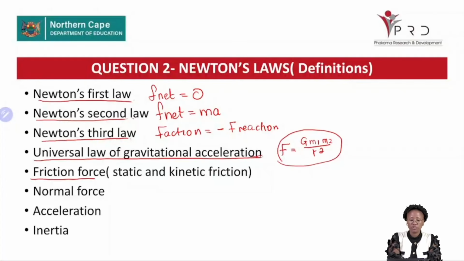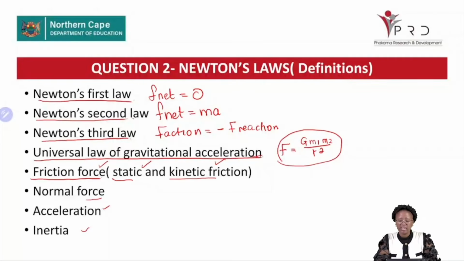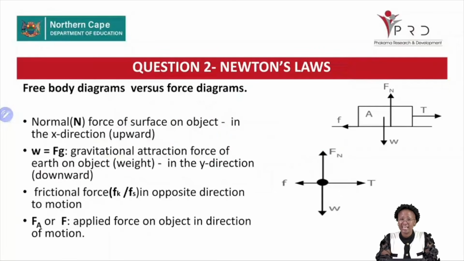The next definition that you must know is the friction force. Remember, there are two types of friction, the static friction force and the kinetic friction force. Remember, static is when the object is stationary, and then kinetic is when the object is in motion. Please make sure you know all the three definitions. They are not the same, all right, according to the exam guideline. Then you also need to know how to define the normal force, acceleration, as well as inertia. It is very important to know all those definitions. The examiner can ask any of those.